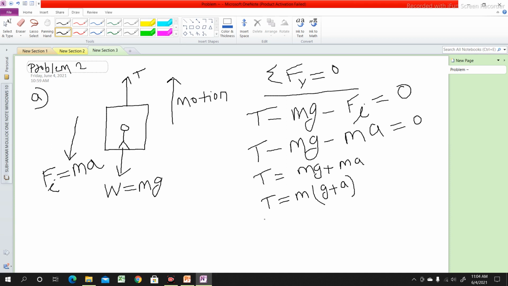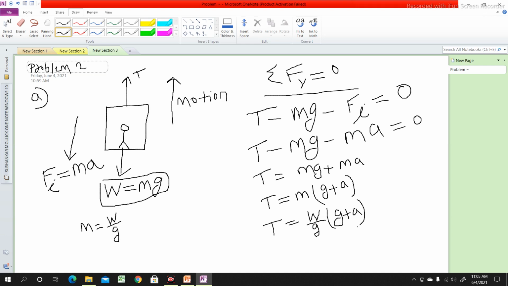Okay, or I can write T is equal to, what is m? We know that the weight of the man acting vertically downward is m into g. From this equation I can write m is equal to how much? m is W by g. So T is W by g in bracket g plus a.